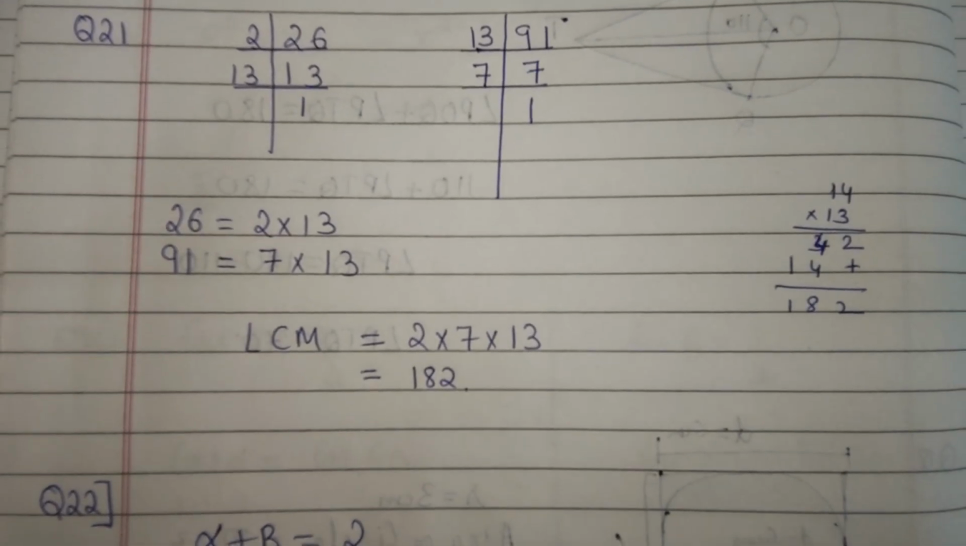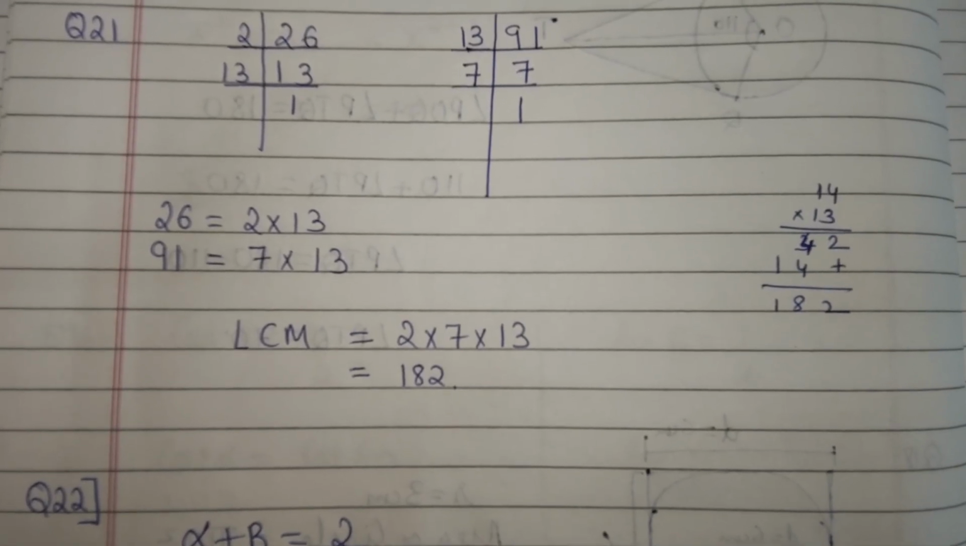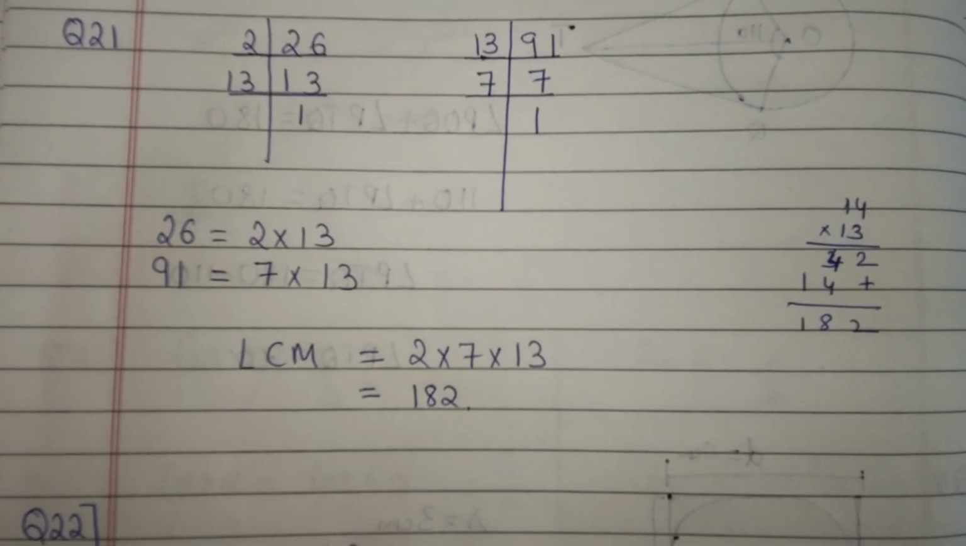So we need to find the LCM. So 2 one time, 7 one time and 13 one time. If we multiply all of them, we get 182 as the answer.